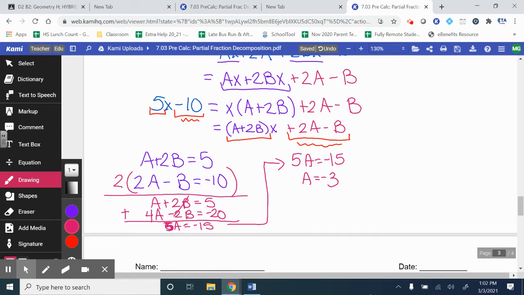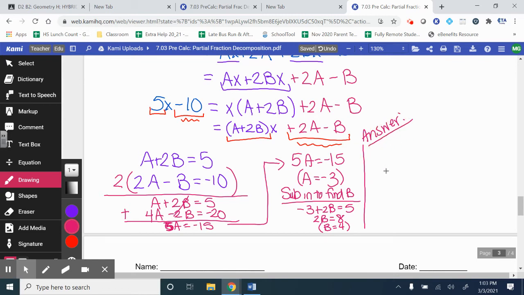Now I can find b by subbing in. So I'm going to take the first equation, a plus 2b, and sub in a negative 3 plus 2b equals 5. Add over my 3. Get 2b equals 8 and b equals 4. So now I have b is 4 and a is negative 3. So now I just need to write out my final answer.